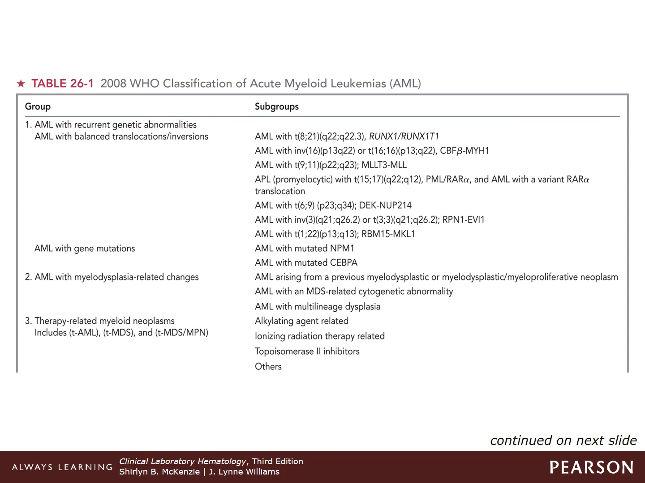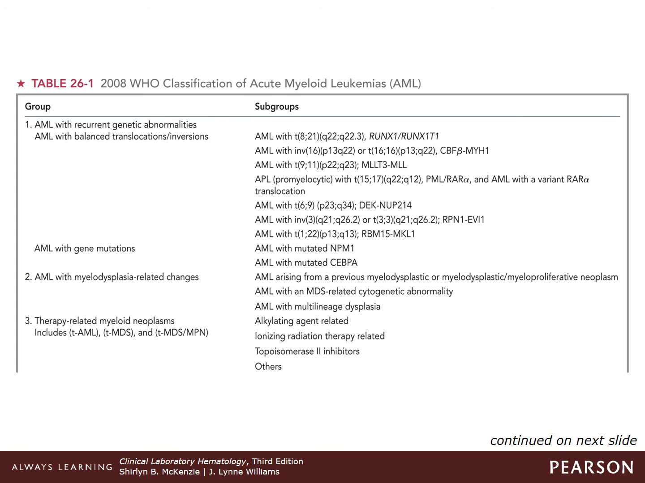And to classify this as AML with these myelodysplastic changes, by morphology, the dysplasia has to be present in at least 50% of cells in at least 2 of the cell lines.